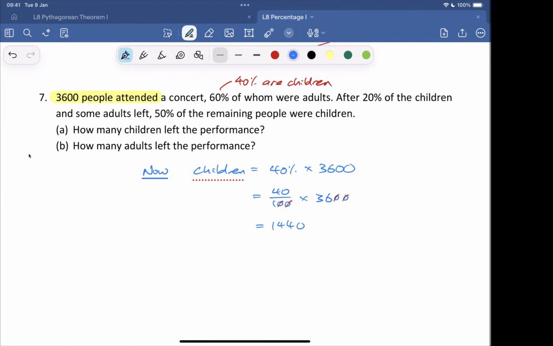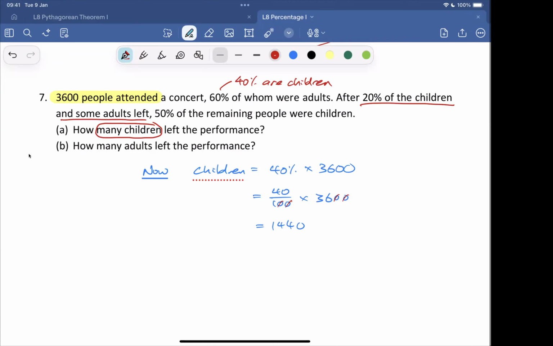And they say that 20% of the children left, and some adults. But asking for what? Only children left. So do we need to care about the adults? But it's also some adults, right? But do you need to care about the adults right now? We don't. Oh, okay. Sorry. I think I know what you are reading. Are you reading the entire thing like that?